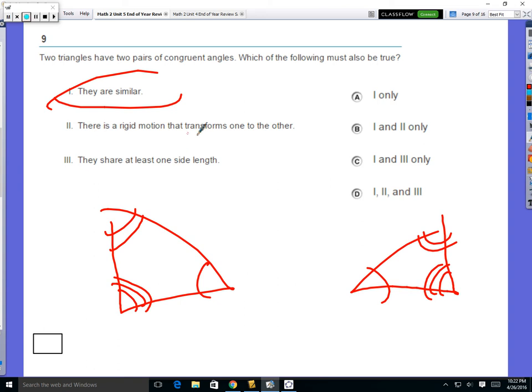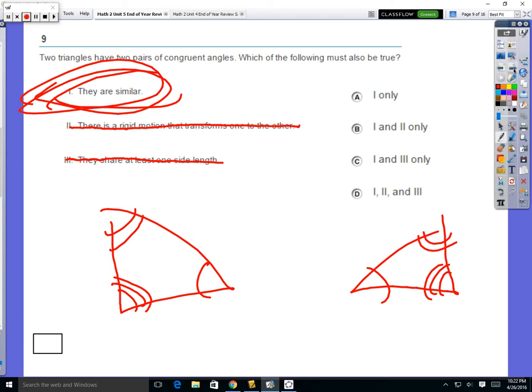So if there's a rigid motion that transforms one to the other, this one could be 10 times bigger than this one. So that one's implying that they're the same size also. And they share at least one side length. That's not really necessary. So if you have info about all the angles matching up, all you know is they are similar. They are the exact same shape.